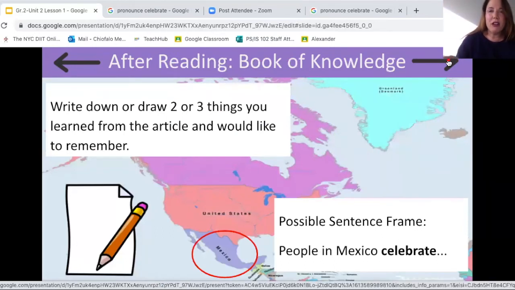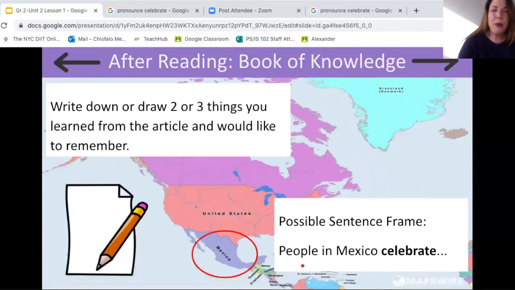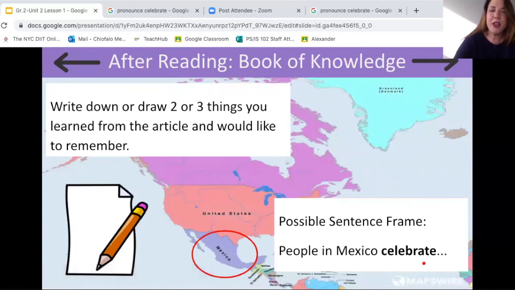After reading this article about Mexico's Independence Day, readers, I want you to think about what is something that you learned from reading this article that you would like to remember. Okay? Take a moment to write down or draw 2 or 3 things that you learned. And you can use this sentence frame if you like and start something that you learned by writing people in Mexico celebrate. Take a minute to do that now, readers.